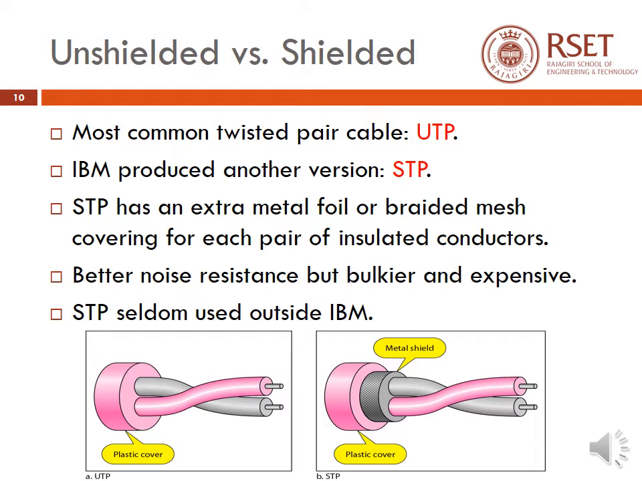The shielded twisted pair has an extra metal foil or braided mesh covering for each pair of the insulated conductors. And what is the advantage of this? It provides better noise resistance compared to UTP, but the disadvantage is that it is bulkier and more expensive, and that is why STP or shielded twisted pair is only used in IBM applications, whereas in almost all other communication applications we use UTP.